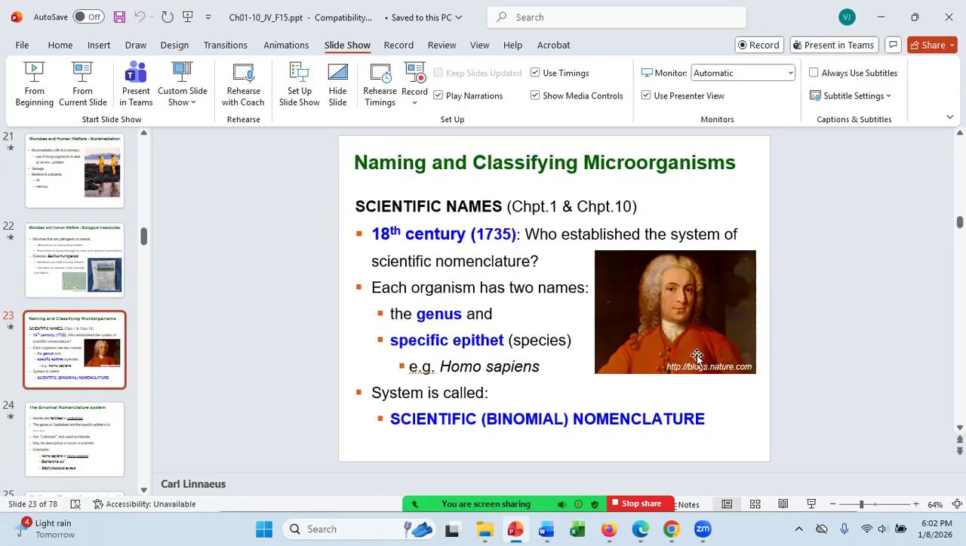What was the guy's name that started this? Carolus Linnaeus, or Carl Linnaeus is what your textbook calls him. His specific name is Carl Linné, but nobody uses that. This is his real Swedish name. Most people call him Carolus Linnaeus because he changed his name to that.